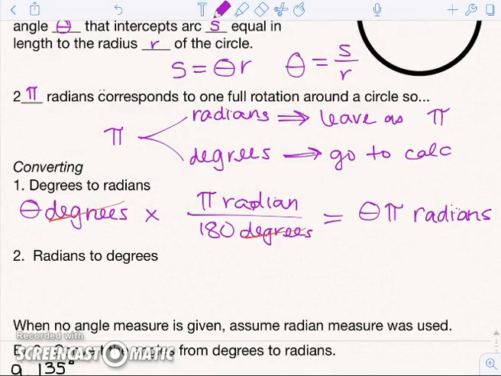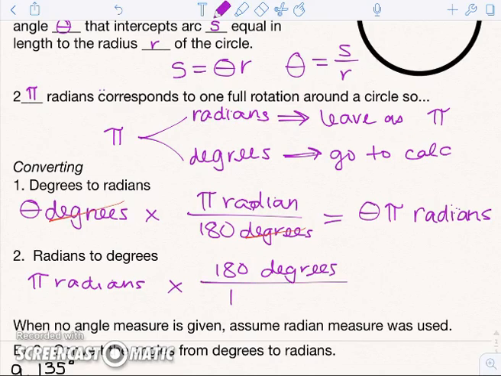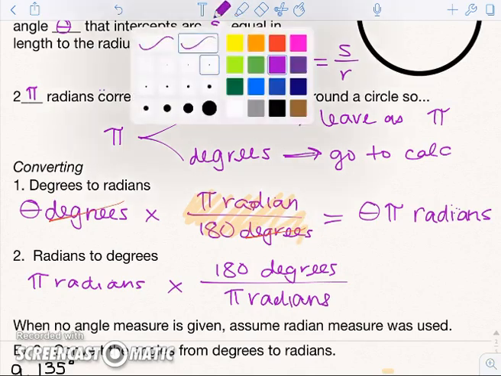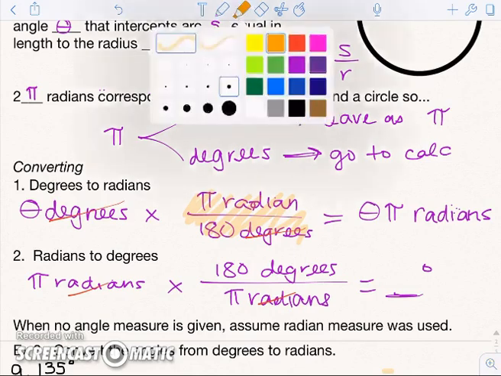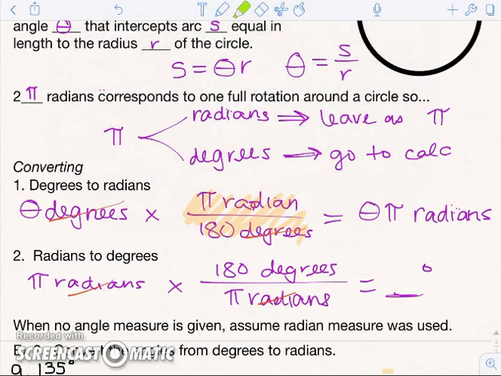So if I'm going the other way, from radians to degrees, I'd multiply by, flip it over, 180 degrees over pi radians. Whatever I want to be left with is what I want to put on the top. But this is the conversion piece that you want to know, that 180 degrees is equal to 1 pi radian and the other way around. That's your conversion factor. Because in the end, radians will cancel, and I'll just be left with my angle measure in terms of degrees. When no angle measure is given, assume that radian was used. So if you don't see a degree sign, you need to assume they're talking about radians.